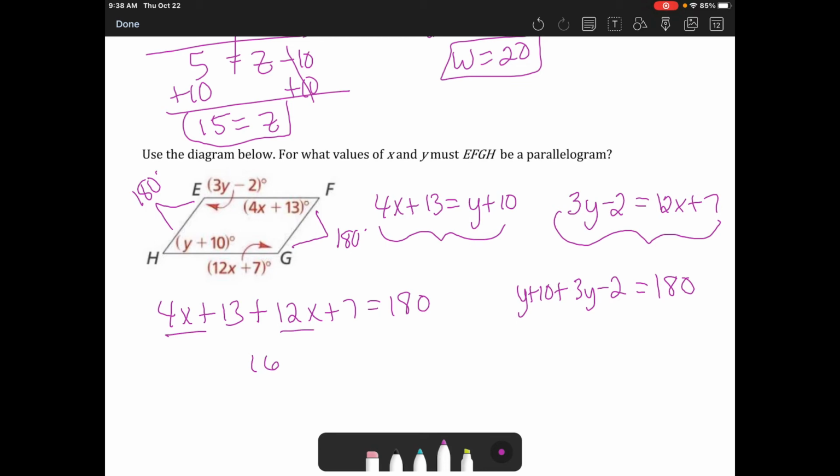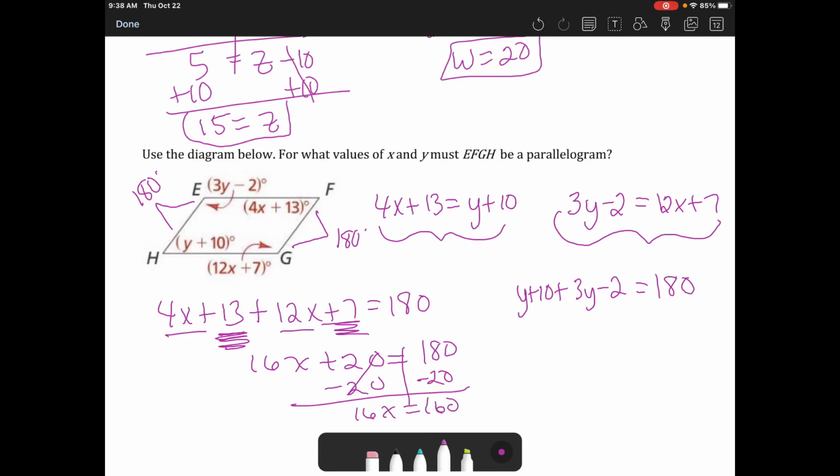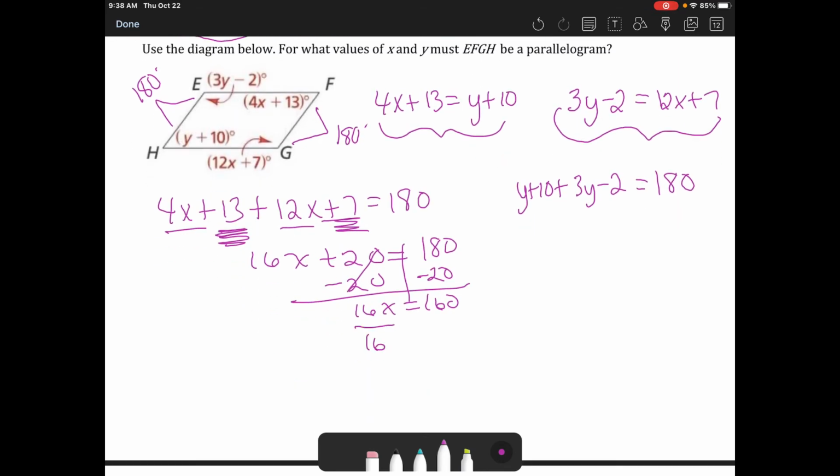And so let us combine our like terms. Subtract 20 on both sides. 16x is equal to 160. Divide both sides by 16. X is equal to 10.